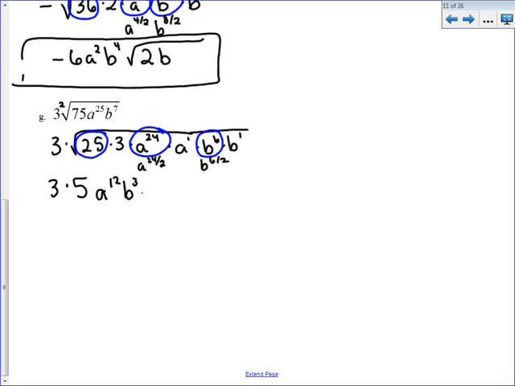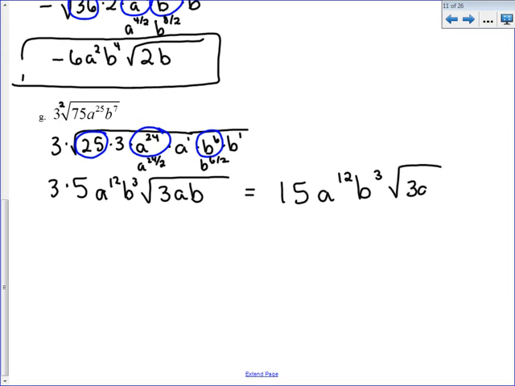And then what's going to be in my leftover square root? There's more than 3. There's 3ab. And you think I'm ready to box that answer yet? Multiply by 3. So my final answer is 15 a to the 12th, b to the 3rd, and then the square root of 3ab.